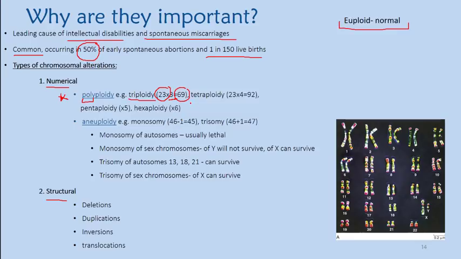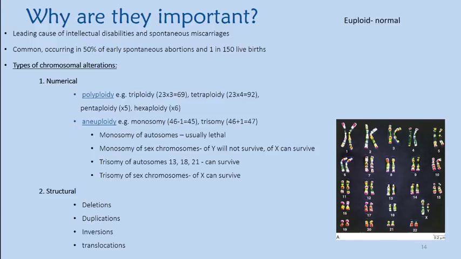Tetraploidy is a condition where a euploid cell instead has a total of 92 chromosomes, 4 times the normal number of chromosomes. We also have pentaploidy, 5 times the normal number of chromosomes, and hexaploidy, which is 6 times. Triploidy and tetraploidy are the most common of all of these. They account for about 10% of known miscarriages, these two numerical chromosomal abnormalities.